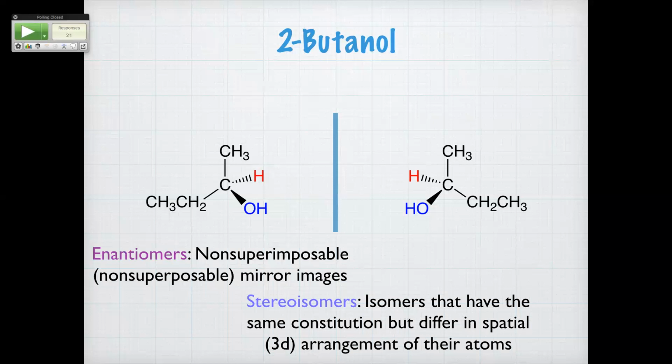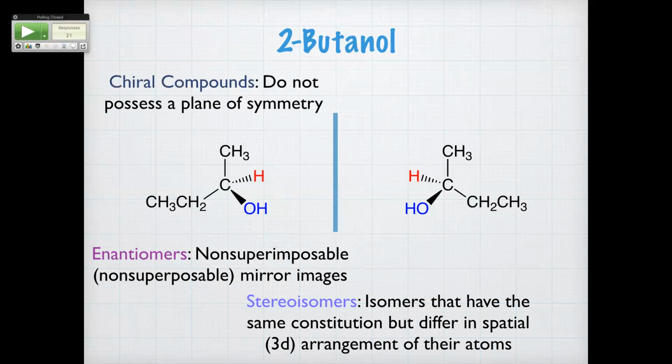These are both 2-butanol. The OH is on carbon 2. That's where it's coming from. We're going to get to that nomenclature. But they're both 2-butanol, but they're not identical. Okay, they only differ in one simple little way. But that's real important. These compounds are called chiral compounds. Chiral compounds do not have a plane of symmetry.